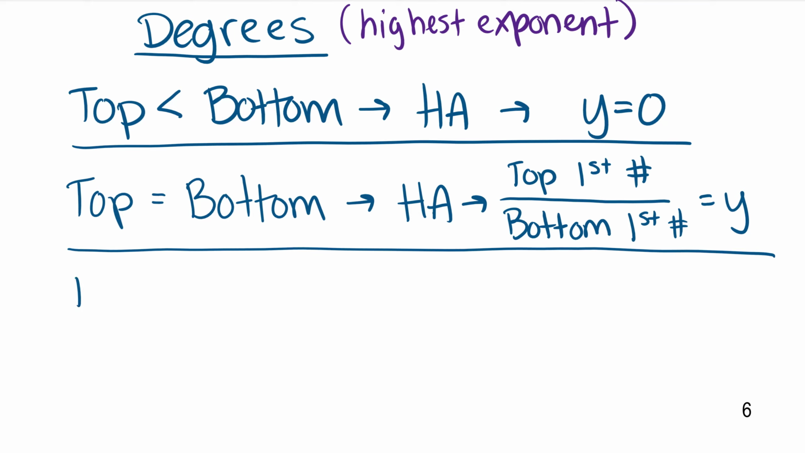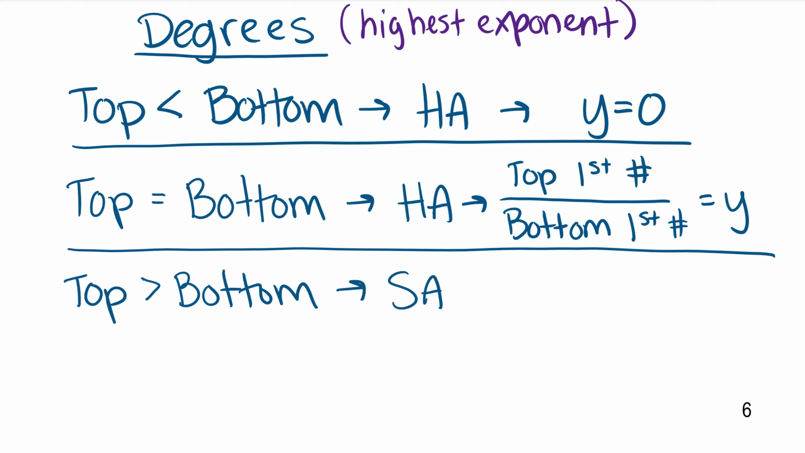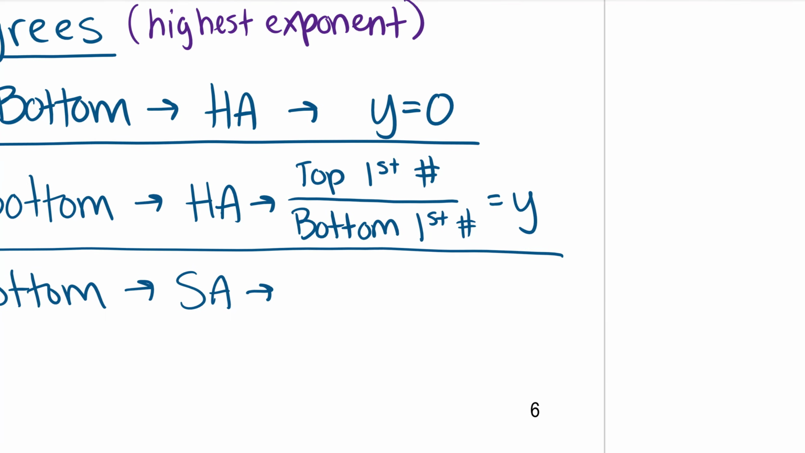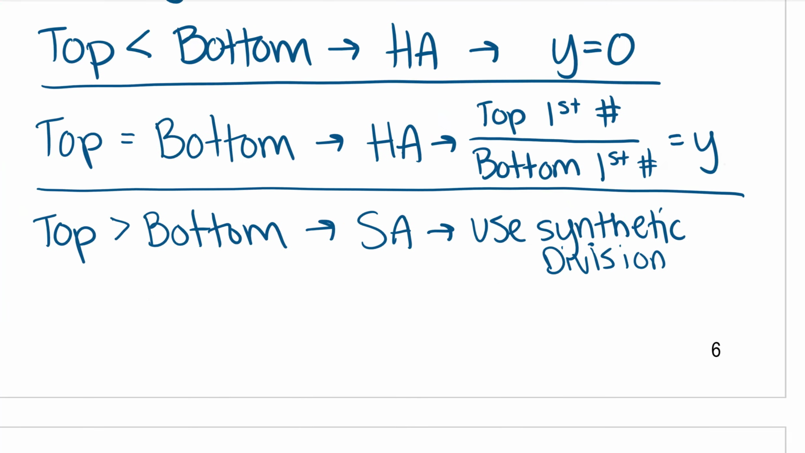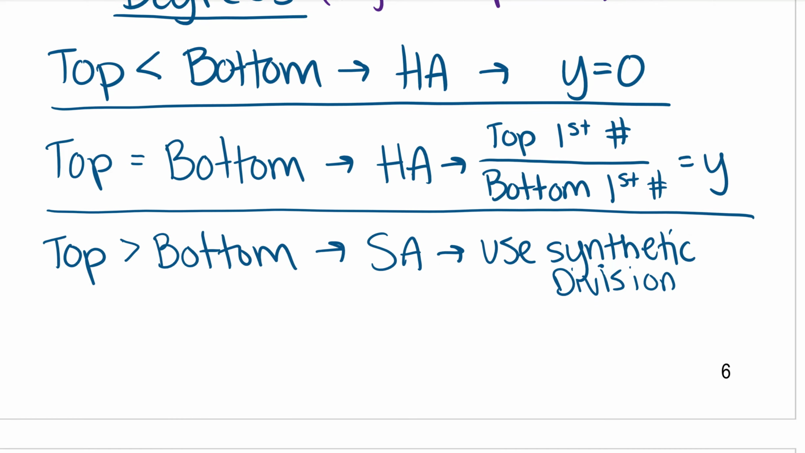Okay, the last scenario I can have is a top degree greater than the bottom. This would be the only time that it would give me a slant asymptote, which you will see on the homework. If I have that scenario, I have a slant asymptote, I have to use synthetic division. And then it would give me an entire equation, and that would be my asymptote. I only did that, I think, twice for the homework.